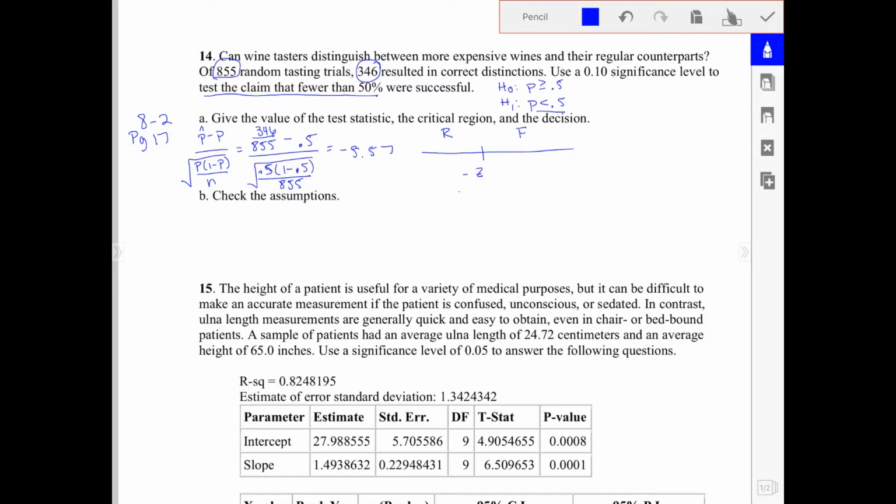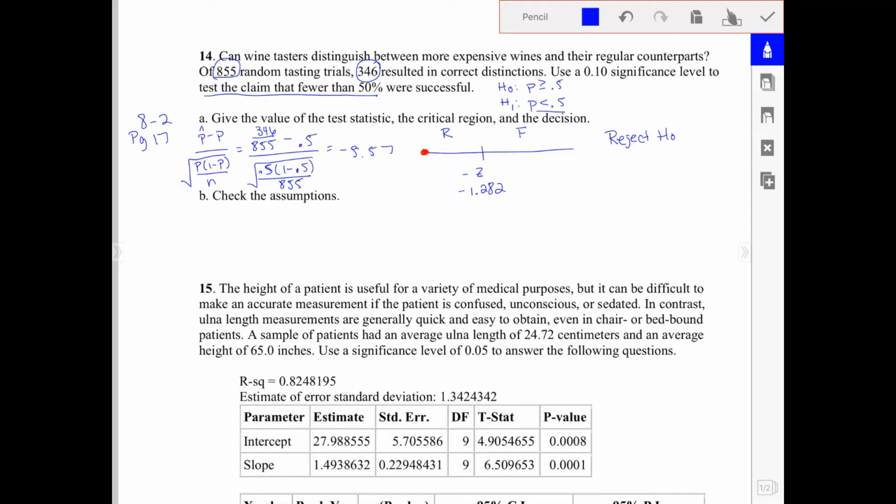And because it's z, we go to the bottom, and I've got 1.282. So negative, you do make it negative on this because it's less than, negative 1.282. I'm going to go ahead and plot my test statistic on that. So that's somewhere on this end of the line. So that means my decision is to reject my null hypothesis. They did not ask for a conclusion, so we are done with part A.